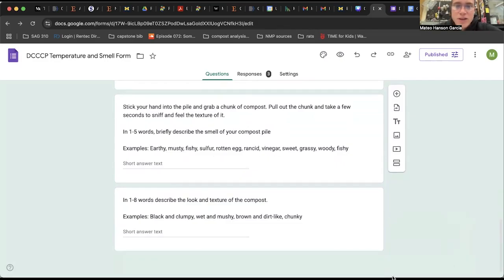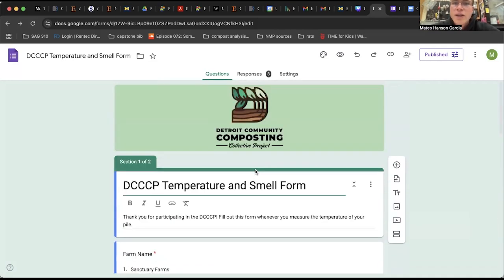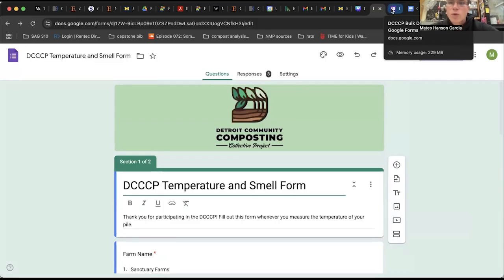You'll also be asked to look at the look and texture of your compost. Again, is it black? Is it light brown? Is it green? Is it yellow even? These are all possibilities. And again, we are going to cross-reference this with physical chemical data in the lab. But these are also for you just to get up close with your compost to really kickstart your working knowledge of the way the process works.